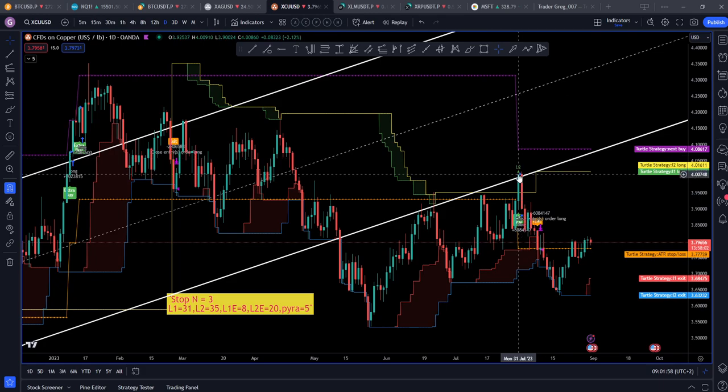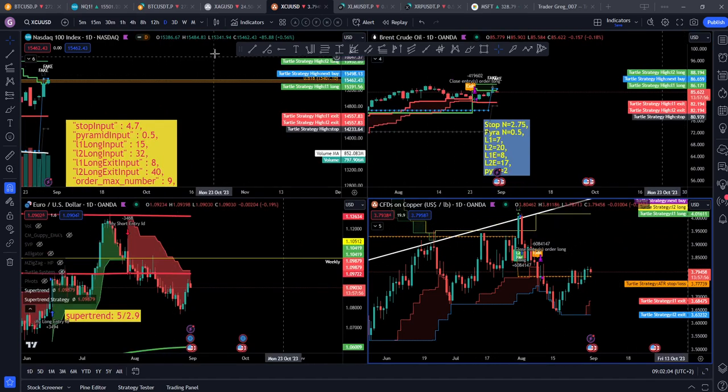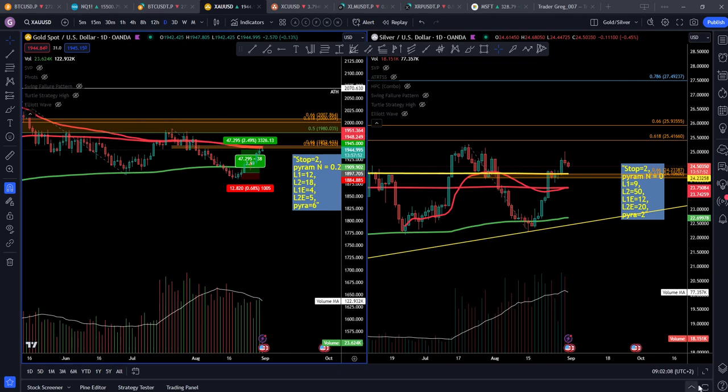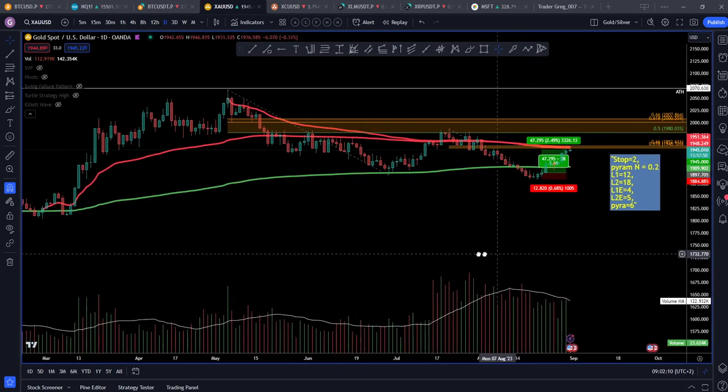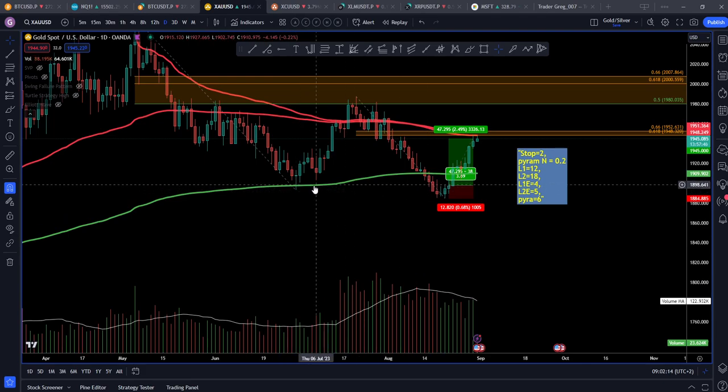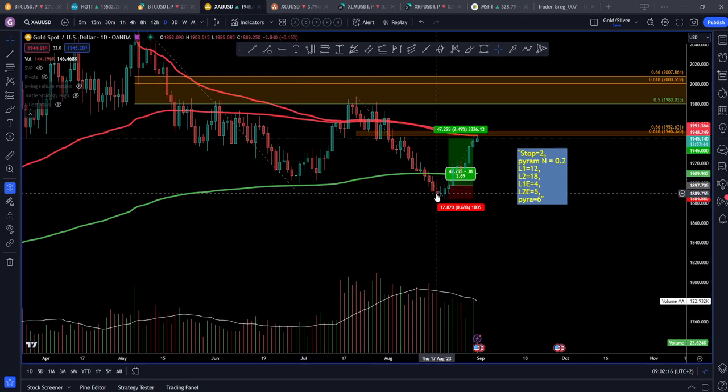We got a buy signal here in July, but then a few days later we got stopped out. And then gold and silver. So gold, as I've mentioned before, there was this swing failure pattern, but this one took a few days to work out. So I did close my long position with a small loss.